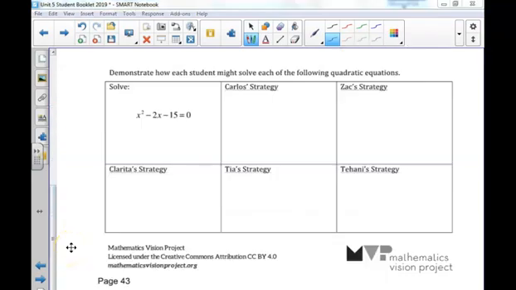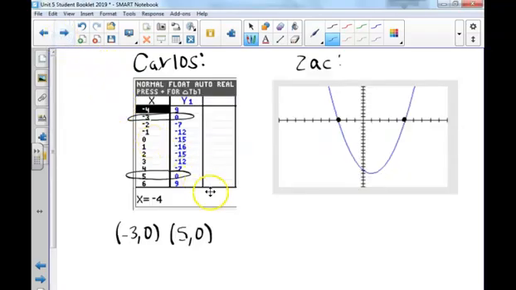To demonstrate how we might solve a quadratic function using all of these methods, let's examine the first function of the lesson, which is x squared minus 2x minus 15 equals 0. Carlos says he loves to examine a table of values to solve. If we place this in our calculator and we look at our table of values, we do notice that when we cross the x-axis, our y values should always be 0. If we look at this table, we can see that negative 3, 0 and 5, 0 are solutions as the y values are 0.